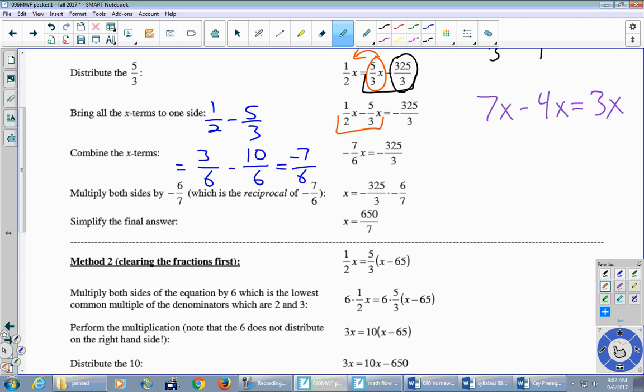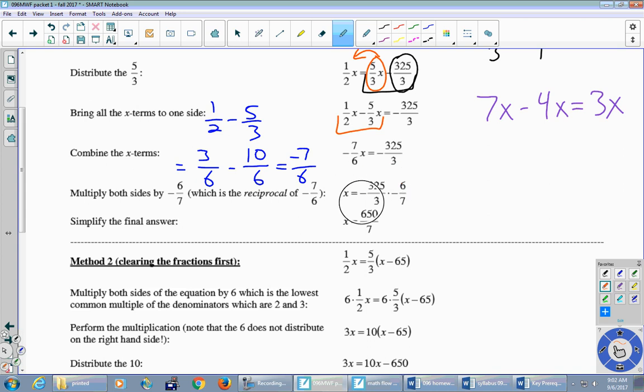One last step. I currently have -7/6x. I'm trying to get rid of that -7/6. One option, you don't need to write this, would be to divide both sides by -7/6. That would get rid of it. The problem is, on the right-hand side, we get a big old mess: -325/3 divided by -7/6. That's a little bit hideous.